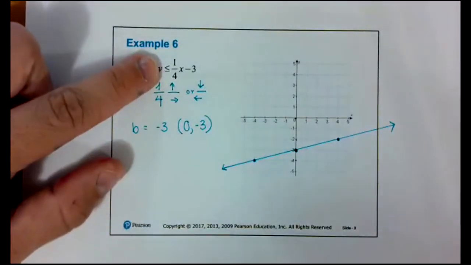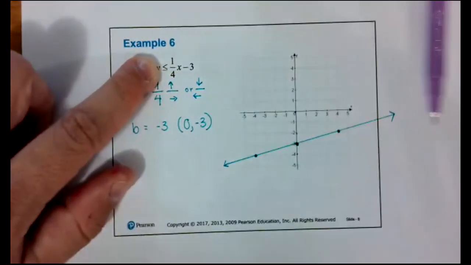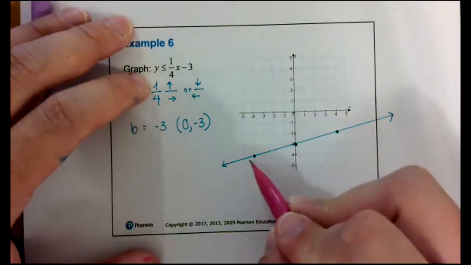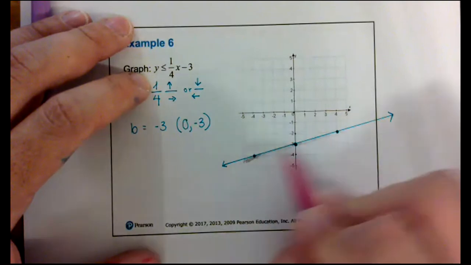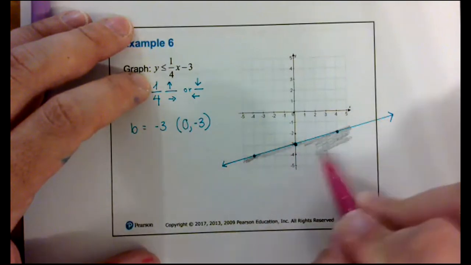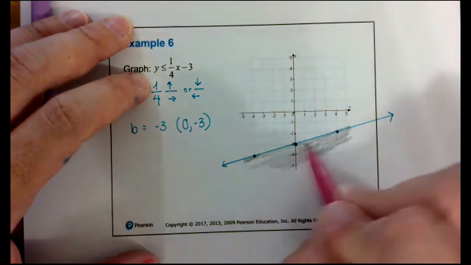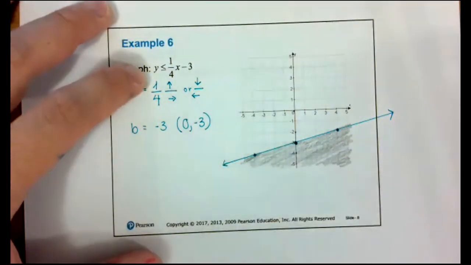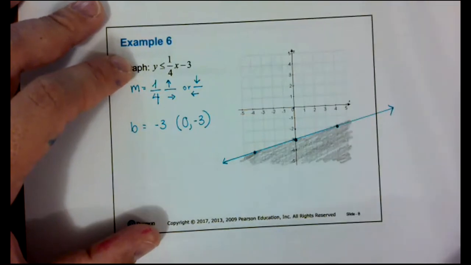And it says less than. Less than means toward, keep saying below, toward the negative y. Less than is towards negative, not towards positive. So I shade it. And I'm done.